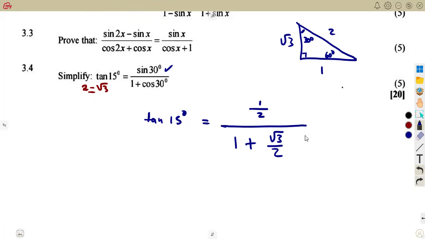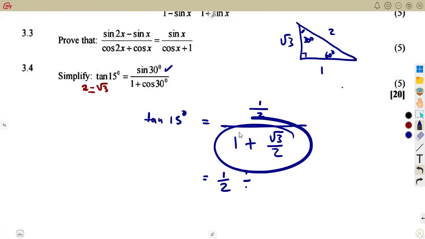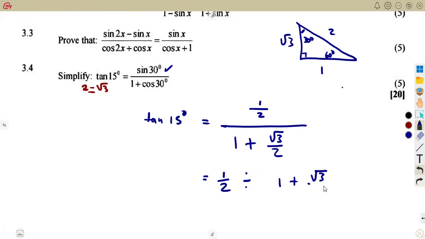How is this possible? All right, let's try to make something easier. 1 over 2, let's put it on its own, because this is a fraction. This is just like a fraction also. So I'm going to have my 1 over 2 divided by 1 plus the square root of 3 over 2. So it is a single fraction on its own. You consider this on its own. You consider this on its own.